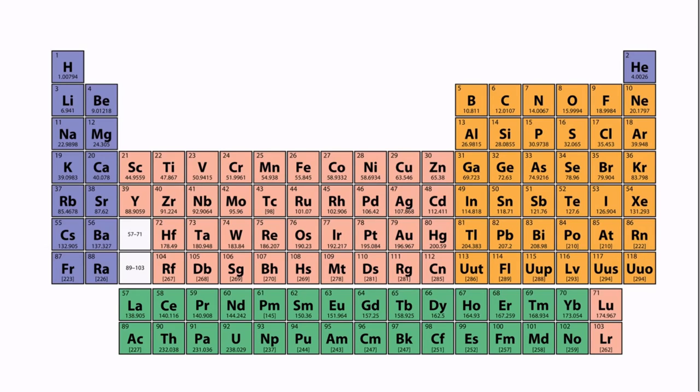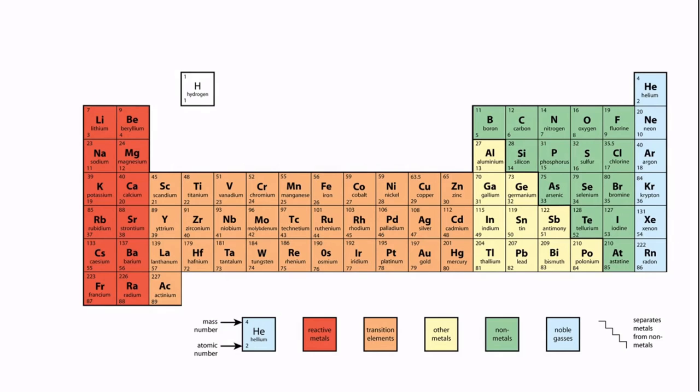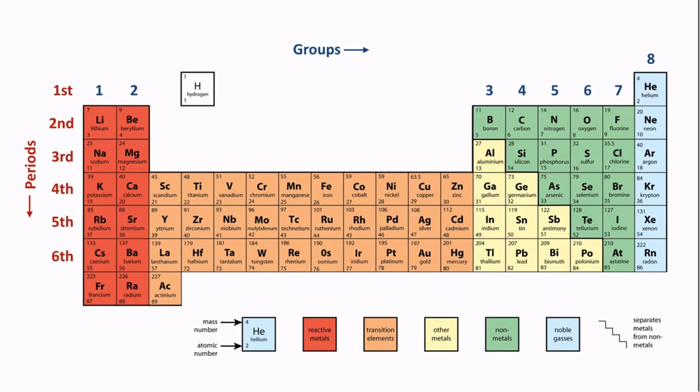The periodic table lists elements in rows and columns. The vertical columns are called groups and are numbered from left to right. The horizontal rows are called periods and are numbered from top to bottom. This arrangement actually helps us make sense of the full list of elements.